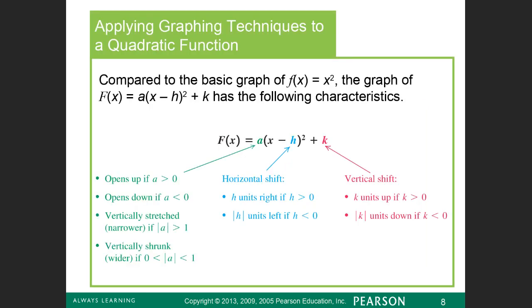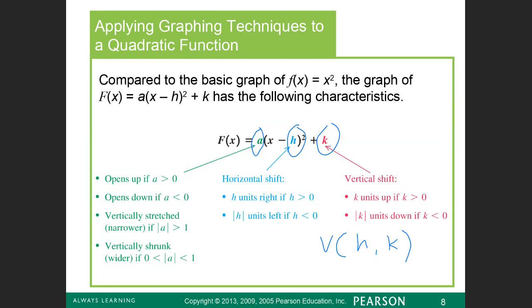Another form is in factored form, which we otherwise also call the standard form of a parabola. You can see that a here dictates the vertical stretching and the vertical shrinking of the parabola. h and k here are the vertex. So h is the x coordinate and k is the y coordinate of the vertex.